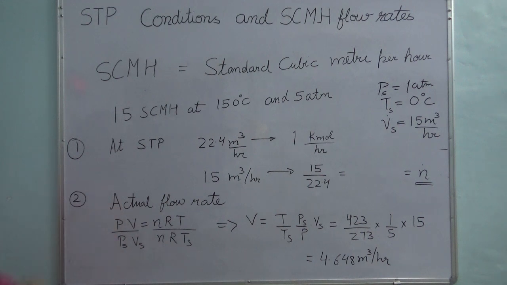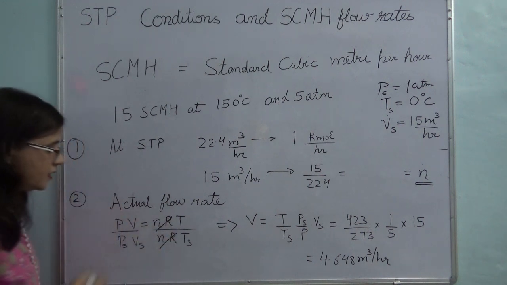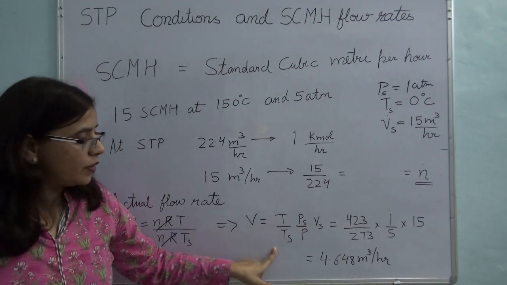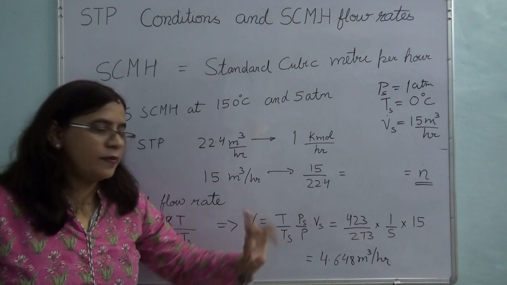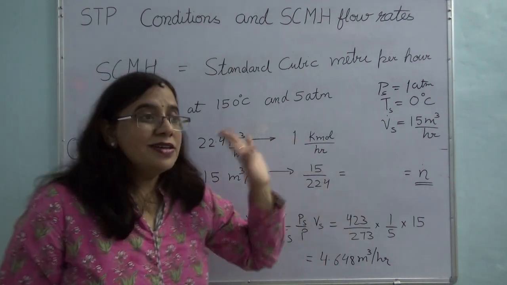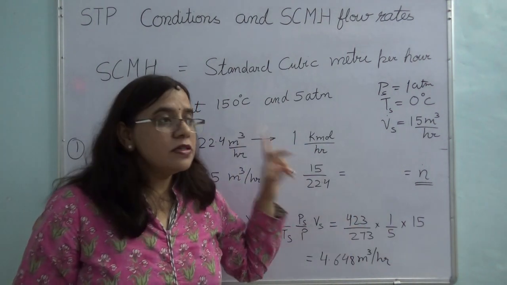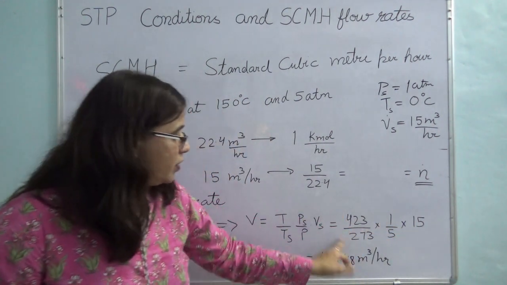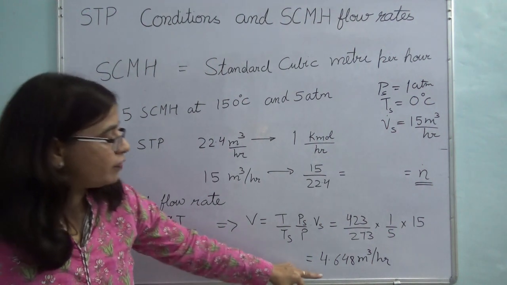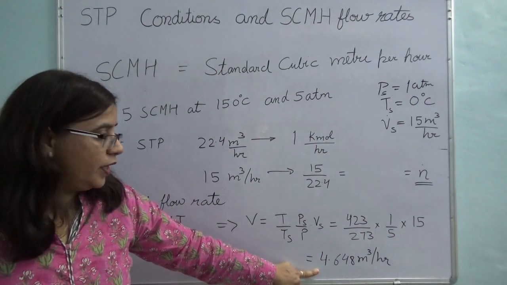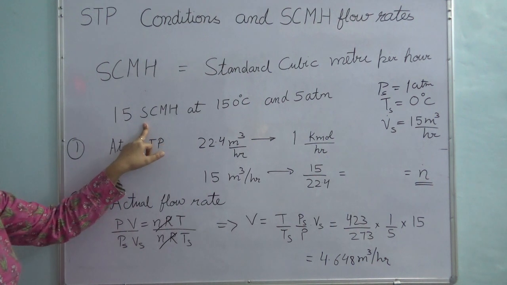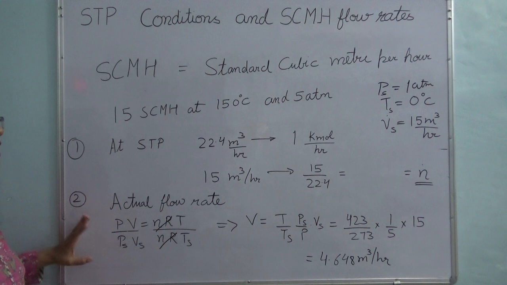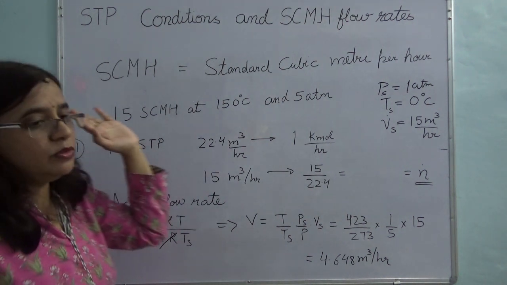Divide these two equations, nR gets cancelled. Rearrange this equation for the actual volumetric flow rate, and then just put the values. Fine. Here VS is your volumetric flow rate at standard condition, so that's why the SCMH value comes over here. Everything else you know. So you have calculated the actual volumetric flow rate using your SCMH value. Okay. So these are the two pieces of information which you can get if you have the SCMH value.